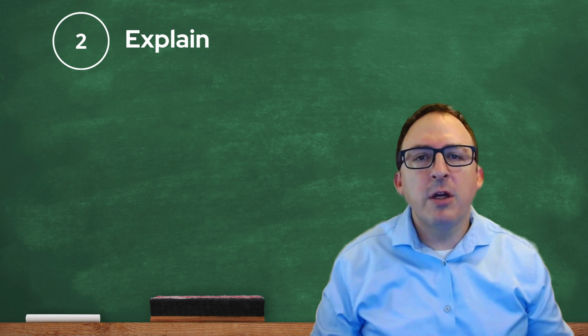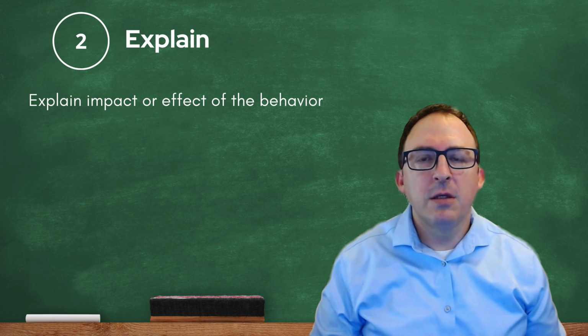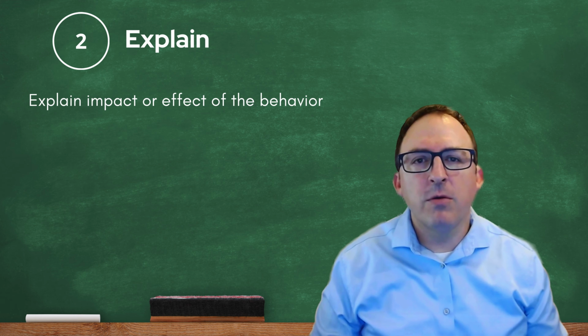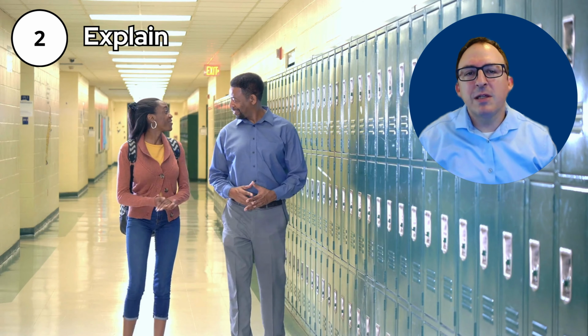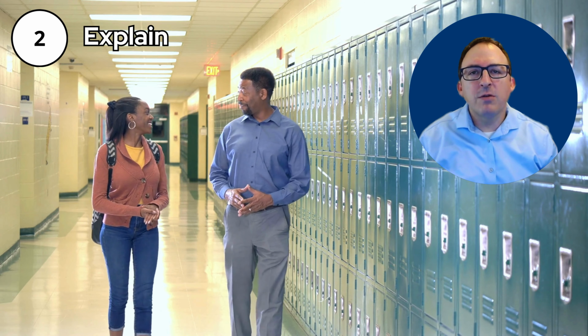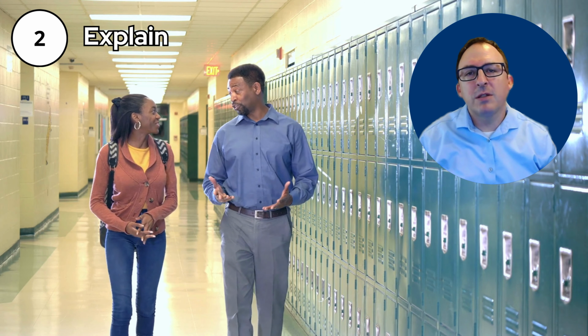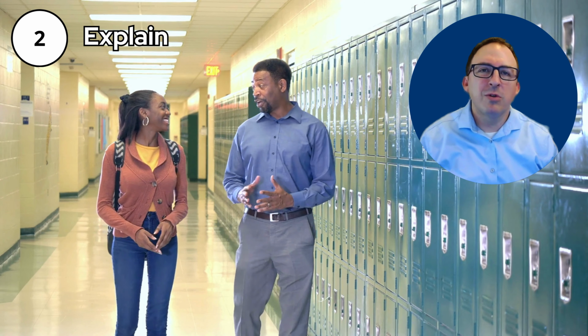This is your opportunity to help students understand the impact of their actions. Here, you will describe the expected behavior or rule and link it to the school-wide expectation from your behavior matrix. For instance, you might say something like, when you interrupt, it can make others feel unheard, and it's important that everyone has a chance to speak, which is one way that we show respect.